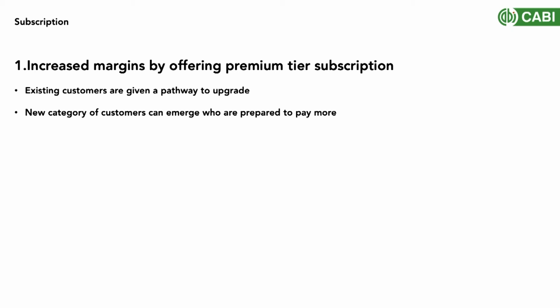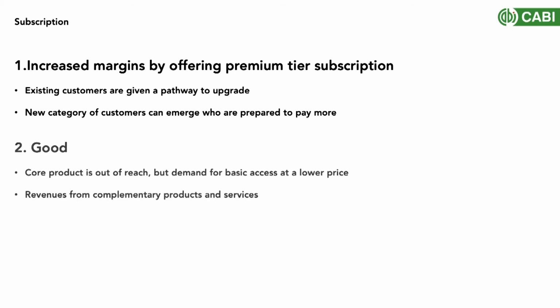Now, at the other end of the spectrum, a lower priced, more basic version of a core product can also open up sales to more price sensitive or dormant customers. For this segment, the core product is out of reach, usually for cost reasons, but they're still willing to access a more modest version of it at a lower price. And again, understanding what matters most to customers allows an organization to tailor different offerings to different markets at different prices. And there's another potential benefit to offering a more basic version of the core product, and that is that it can trigger demand for complementary products and services.